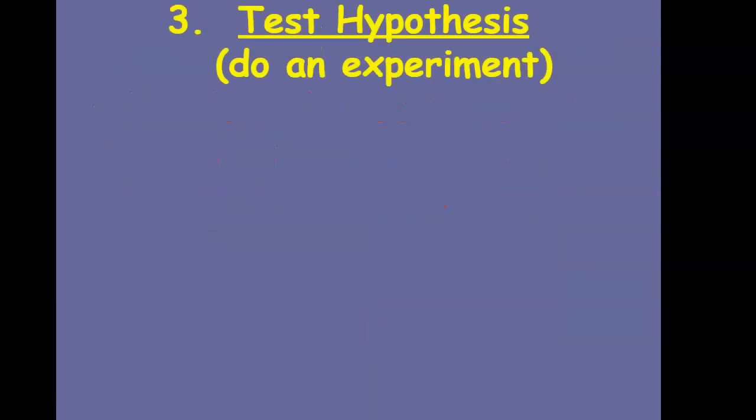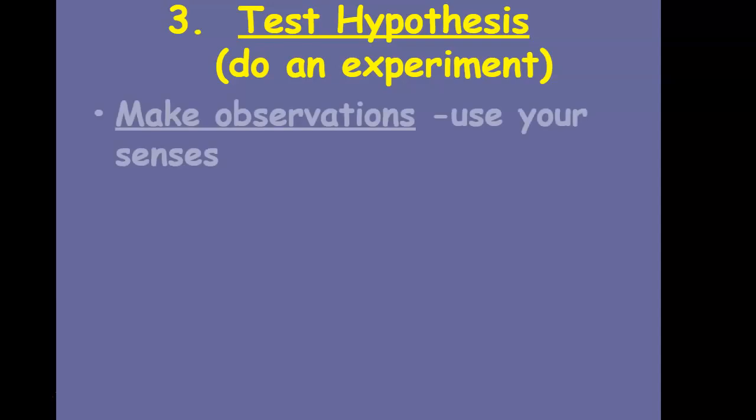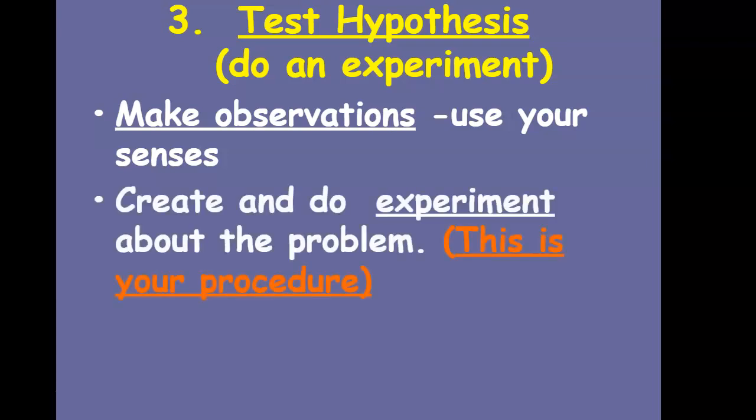Step 3, test your hypothesis. If you're a scientist and you're following the steps of the scientific method, you're going to be doing this testing by doing an experiment of some sort. So you begin by making observations. Remember, there are two types of observations, qualitative and quantitative. Your observations will involve your senses and noticing precise numbers and measurements.